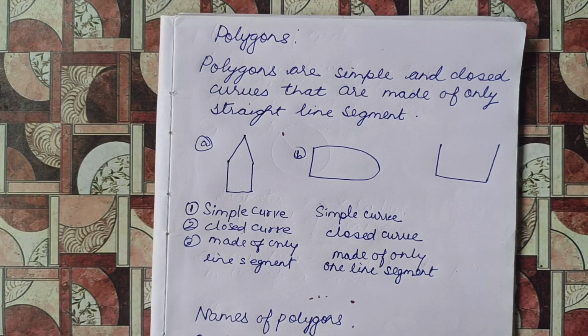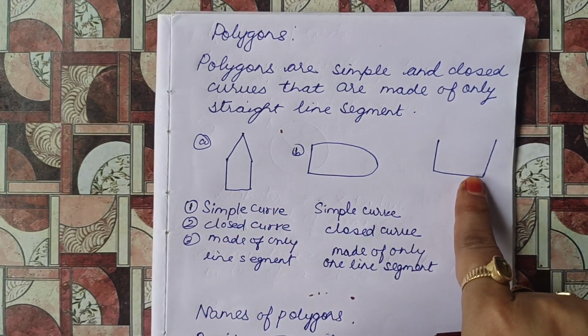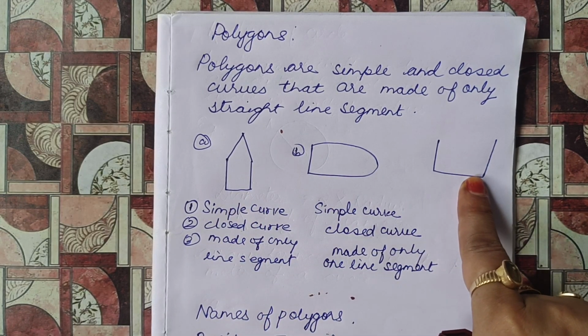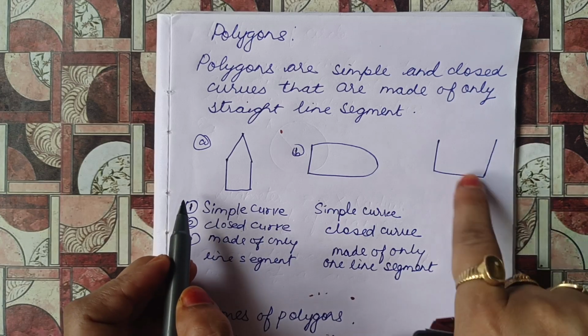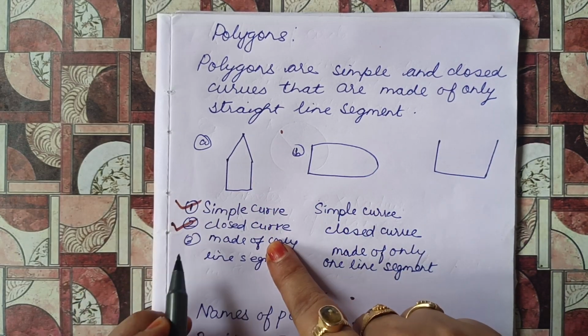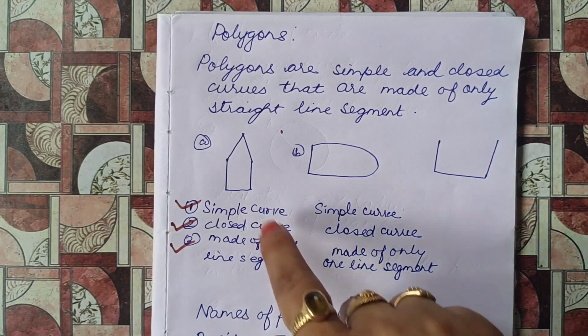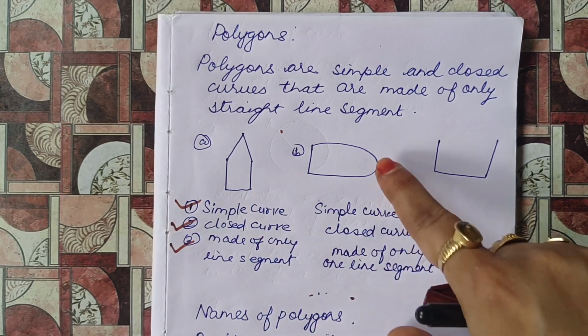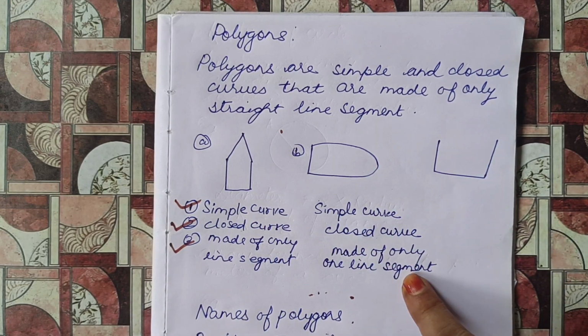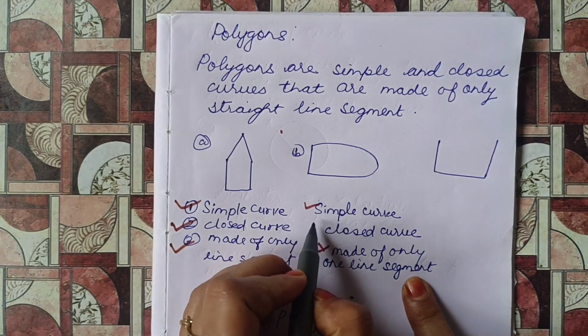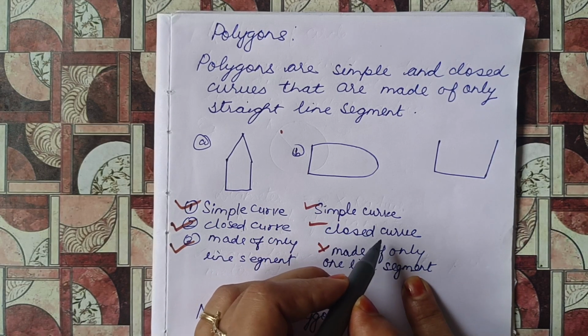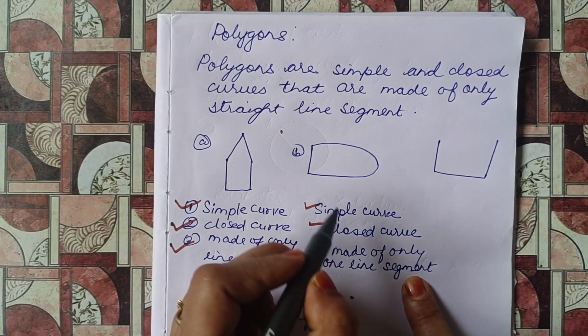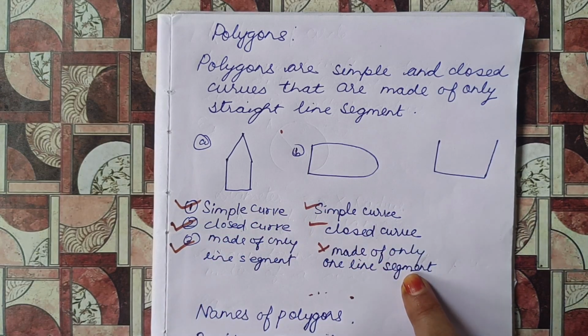Now in this figure there are three figures given. You have to determine which one is a polygon. Here you see that it is a simple curve, it is a closed curve and it is made of only line segments. So this is a polygon. But this one is not a polygon, because it is not made up of only line segments. It is a simple curve and it is a closed curve, but it is not made of only line segments. So this is not a polygon.